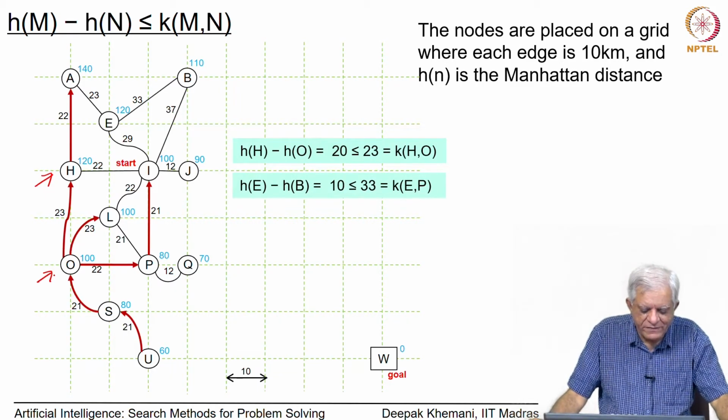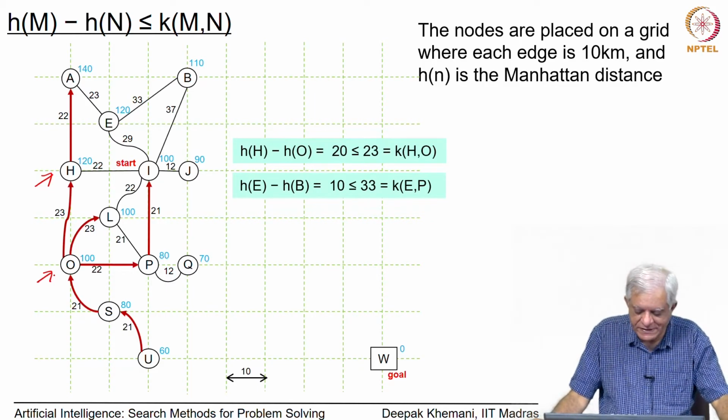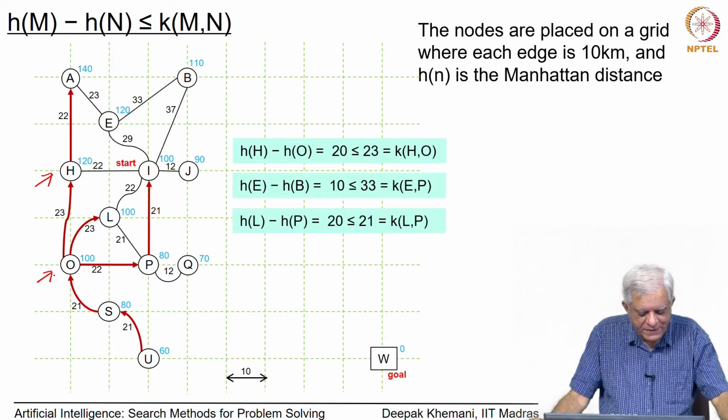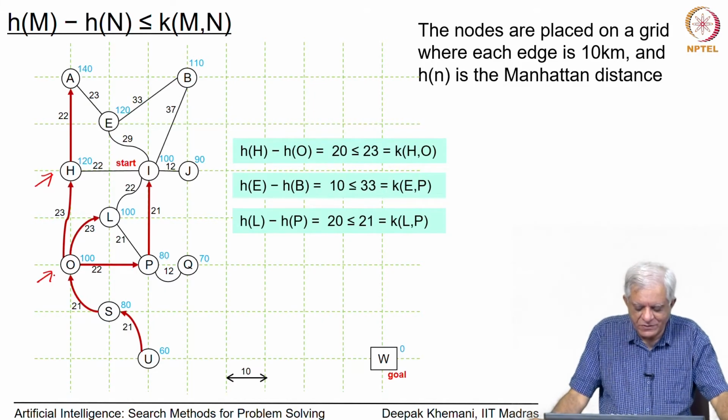Let us look at some more of these things. We have E and B here, which are in no way related to the paths that we have been exploring, but if we wanted to find a path from E to the goal or B to the goal, we would see that this particular property is true: h of E minus h of B, where h of E is 120 and h of B is 110, the difference is 10, which is less than the actual cost of the edge, which is 33. Then look at L and P. As you can see, neither of these lie on the optimal path to the goal. The path through L goes through O and the path through P also goes through O. So, neither path traverses this edge, but this property is true here as well. The difference 20 is less than the actual difference 21.